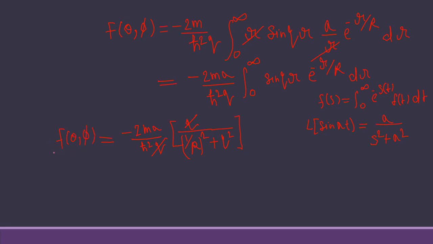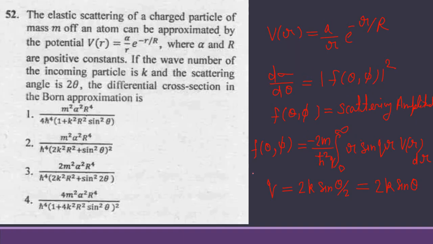Now for finding out the differential cross section, you have to take square of this. So d sigma by d omega is the differential cross section, and you have to do the square of this. So what you will get, 4m square a square upon h to the power 4, and if you take LCM, then this R square will go up, 1 plus R square q square, and your q is 2k sin theta.